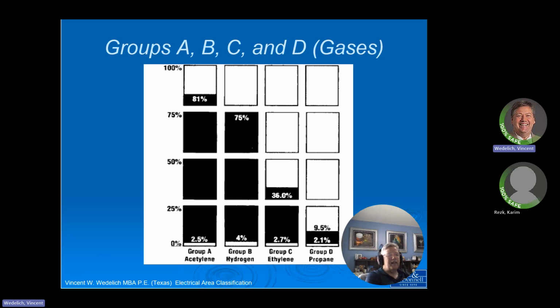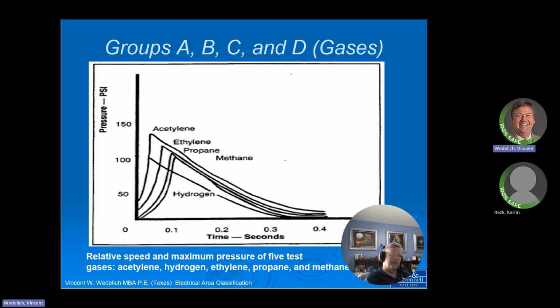So if I say class one, group A, B, C, or D, you know what that is. You know that it's a gas or vapor, and you know if it's acetylene, hydrogen, ethylene, or propane. Now, technically, I'm giving you names of gases, but really there's a MIC value, or minimum experimental safety gap number, that applies here, and you can calculate that value. We'll get to that in a little bit.